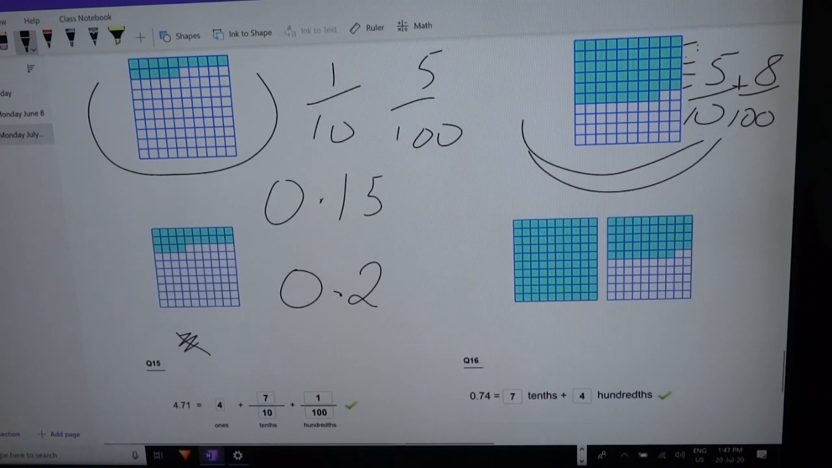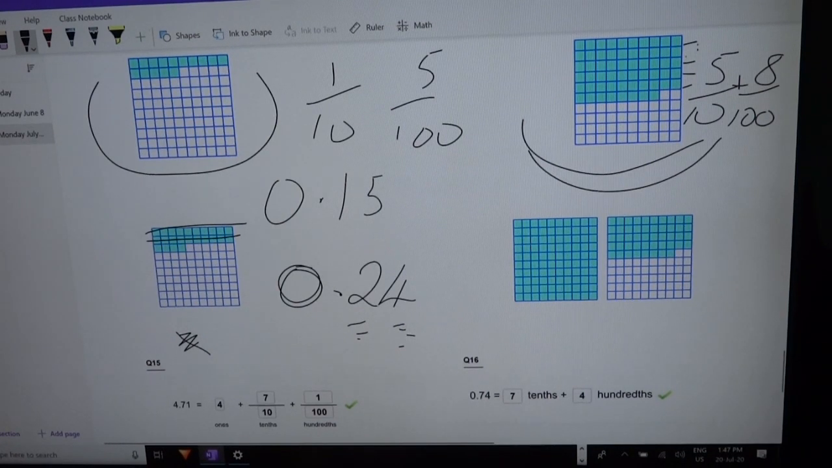In this problem here, I've got 2/10. Okay, one row, second row, so 2/10, and I have 4 smaller parts, 4 hundredths. So I've got 2/10 and 4 hundredths as a decimal, 0.24.